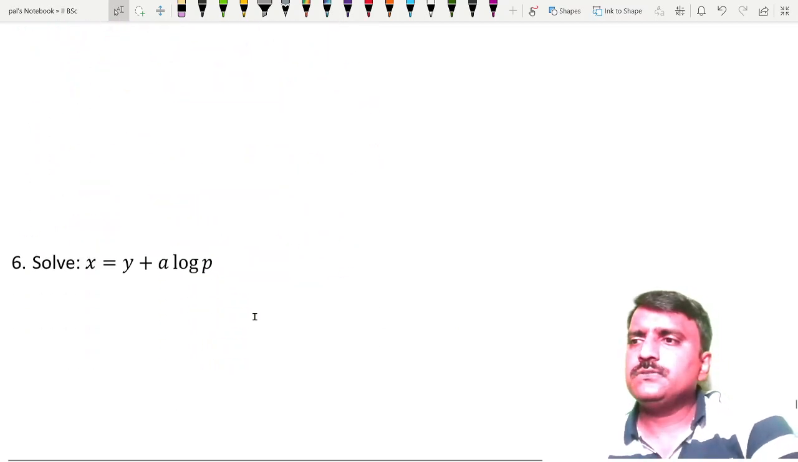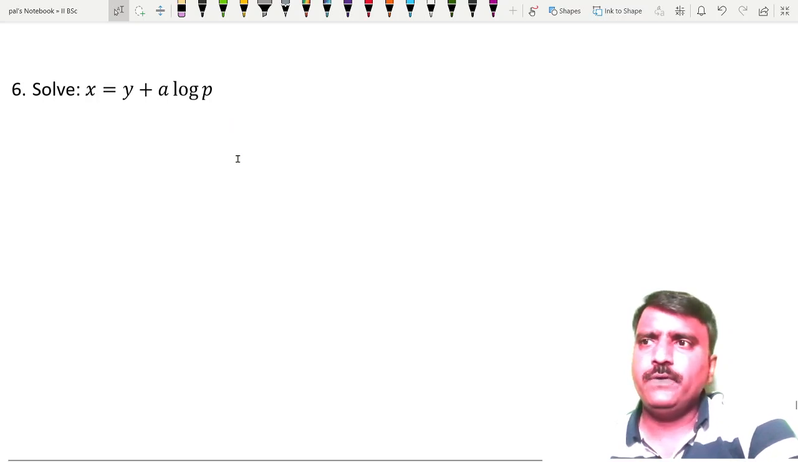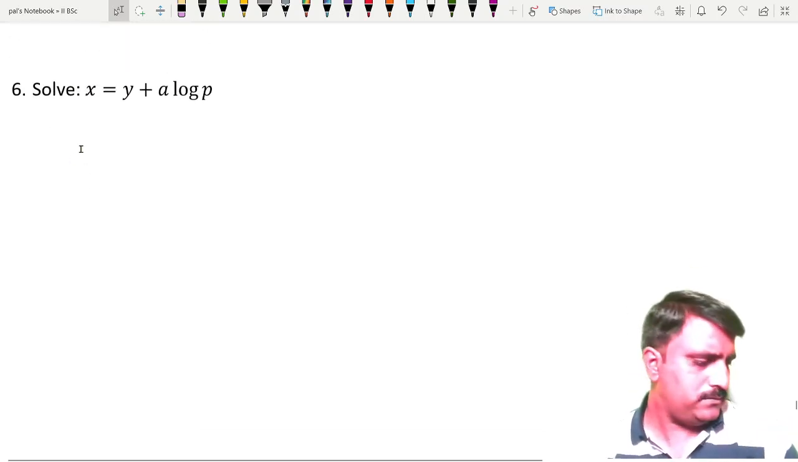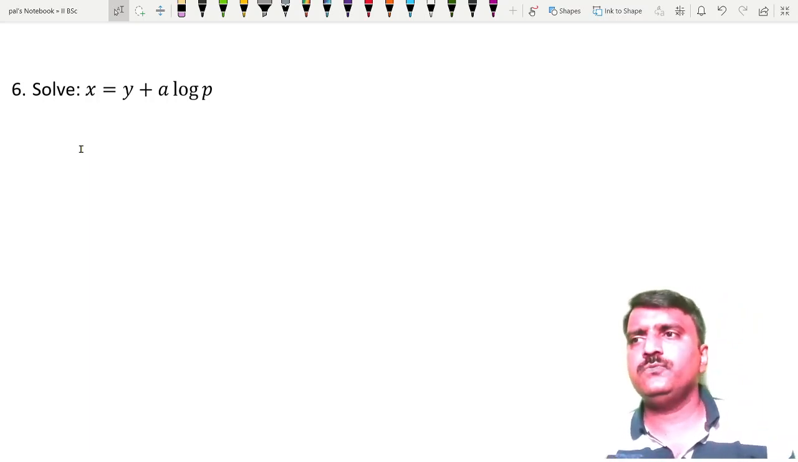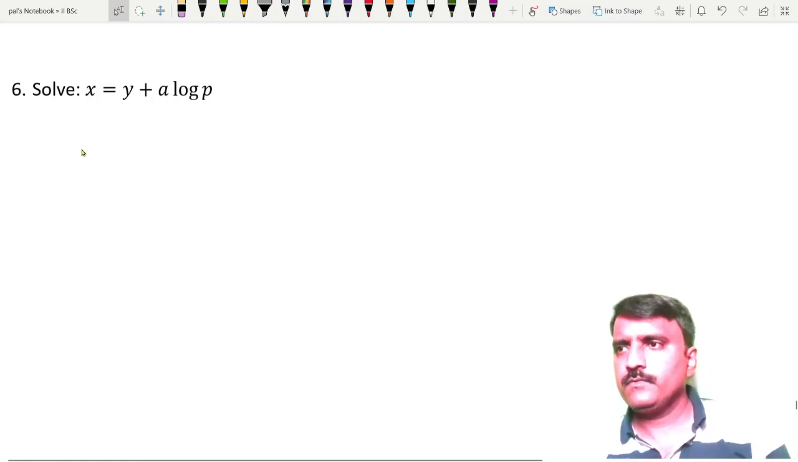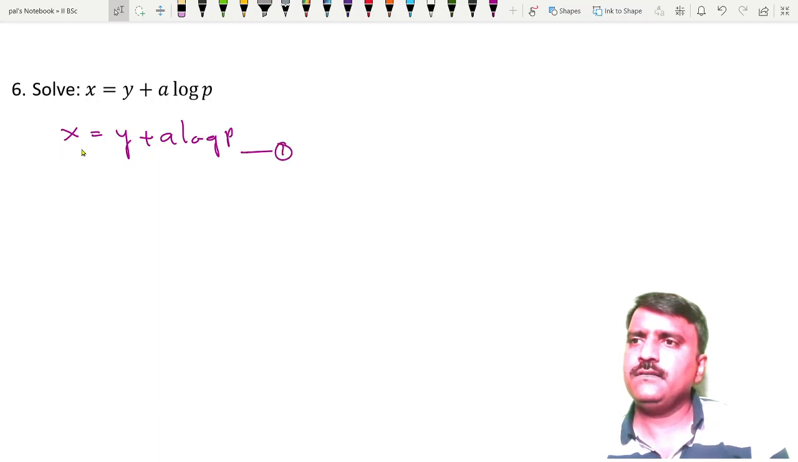ಓಕೆ, so and one more example of the same type is x is equal to y plus a log p. So it is also of the same type. Okay, I will solve this example. x is equal to y plus a log p. You take this equation as 1.